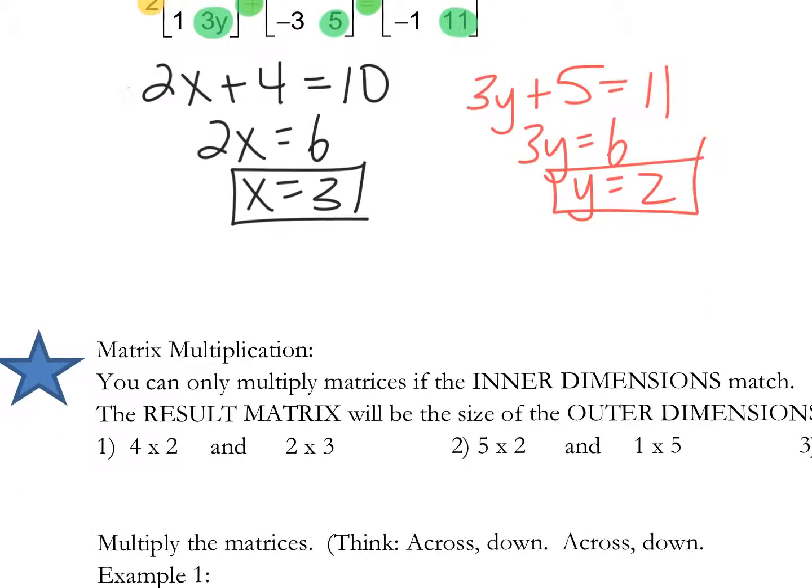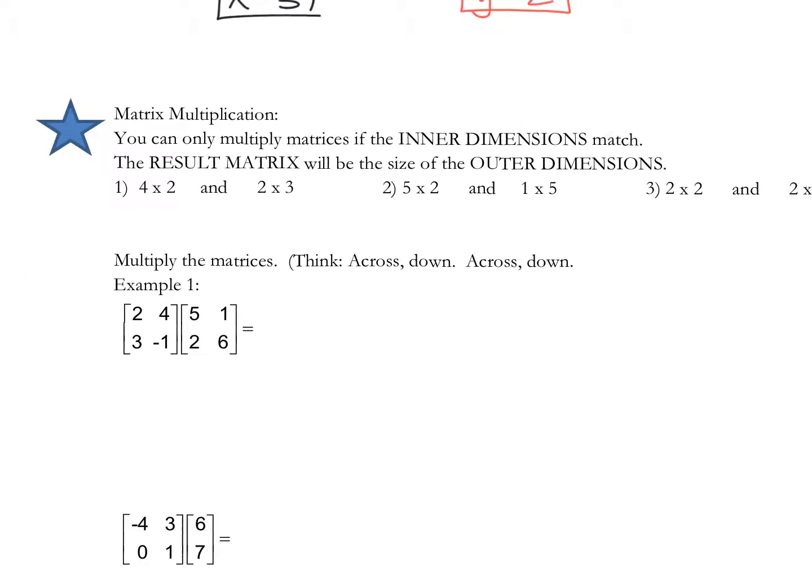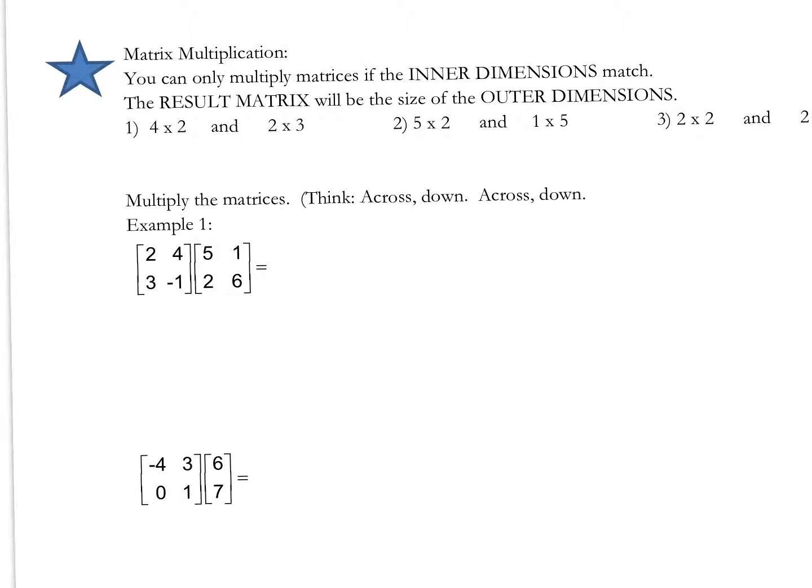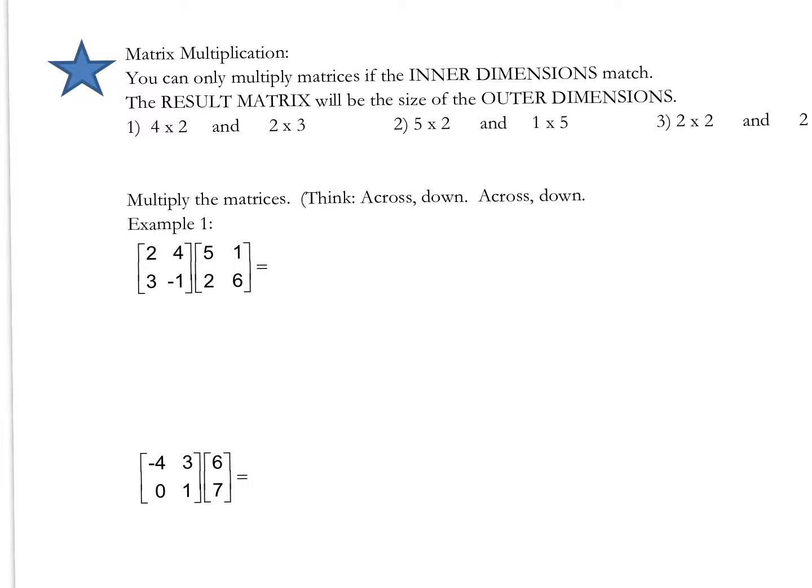Okay, let's talk about this last part. This is the tricky part, you guys. That's why I put a little star next to it: matrix multiplication. We're going to do a couple of these here, and a couple of them in class tomorrow just to make sure everybody's got the hang of it. There are two rules to matrix multiplication. You can only multiply matrices if the inner dimensions match, and the result matrix, what your answer is going to look like, is going to be the size of the outer dimensions.